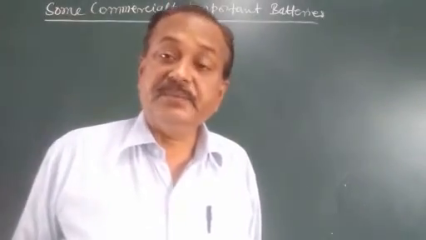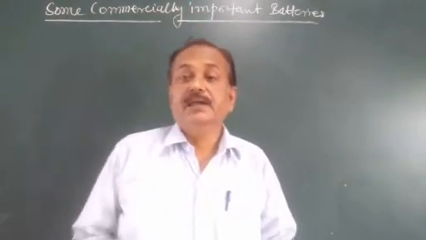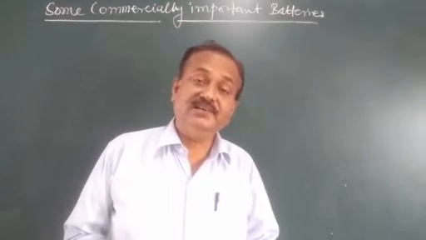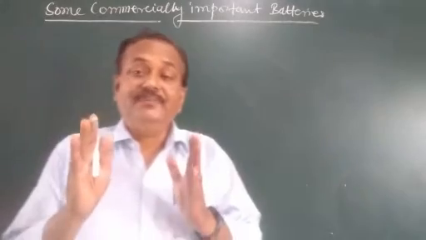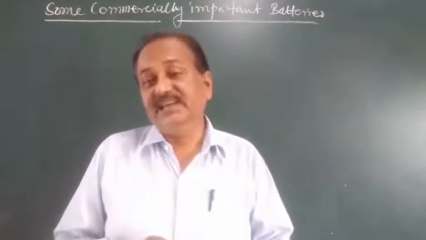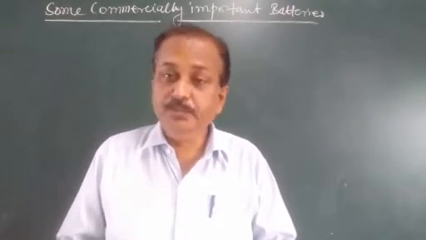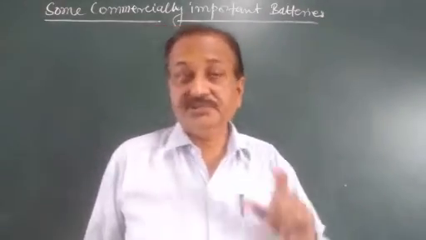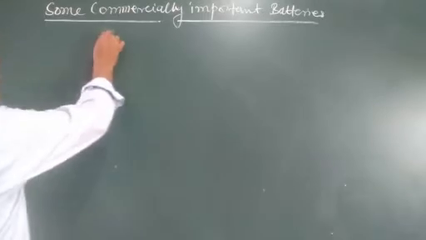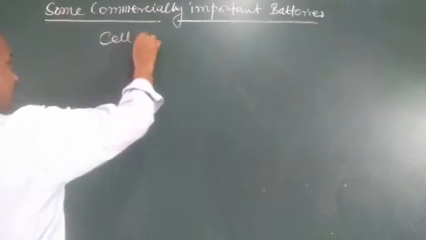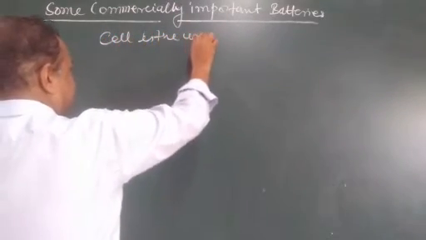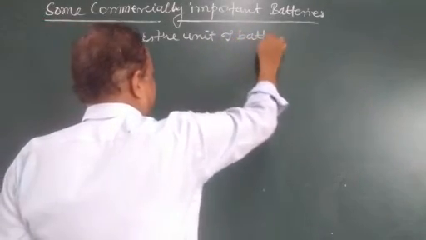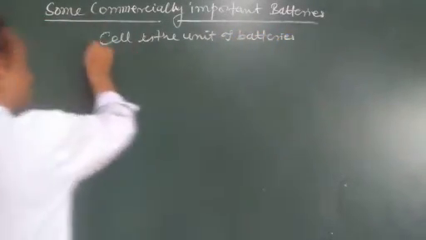Now, in this segment of the chapter, you will see about some commercially important batteries or cells. Children, basically, a battery is a group of cells. Cells are a smaller portion. So, the cell is the unit of batteries. This is the basic point.